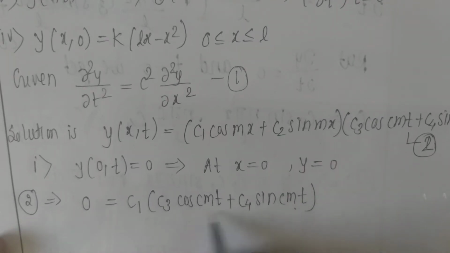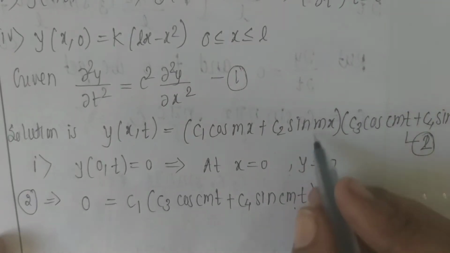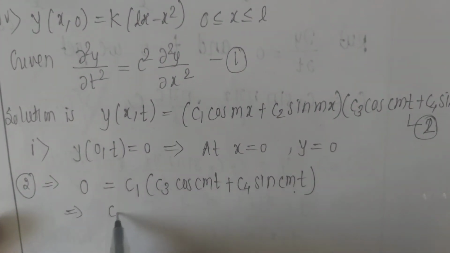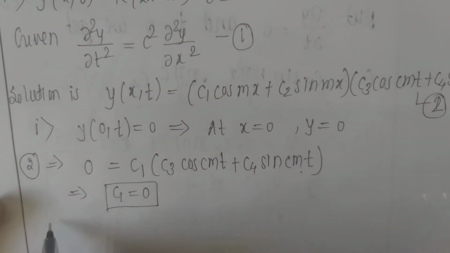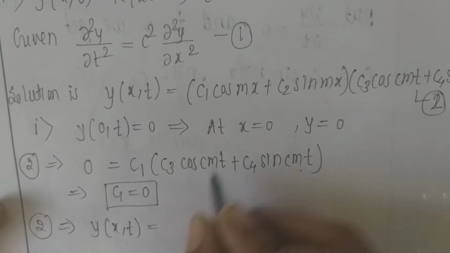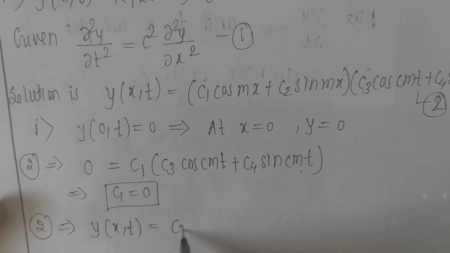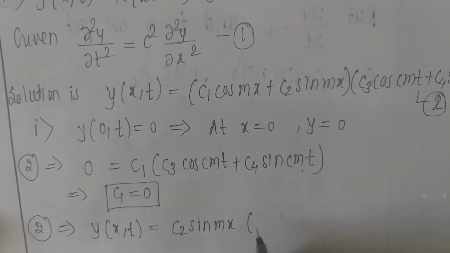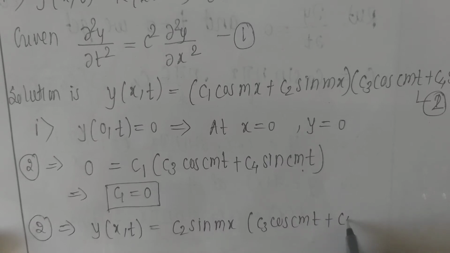So this bracket cannot be 0. If it is 0, then the complete term becomes 0 and the solution becomes 0. Therefore only the value of c1 can be 0. So c1 is equal to 0 we obtained. So again equation number 2 becomes y of x,t is equal to c1, whose value is 0, so remaining is c2 into sin of mx multiplied by c3 cos of cmt plus c4 sin of cmt.